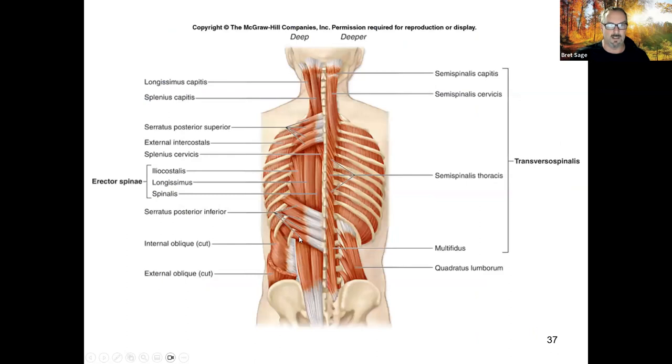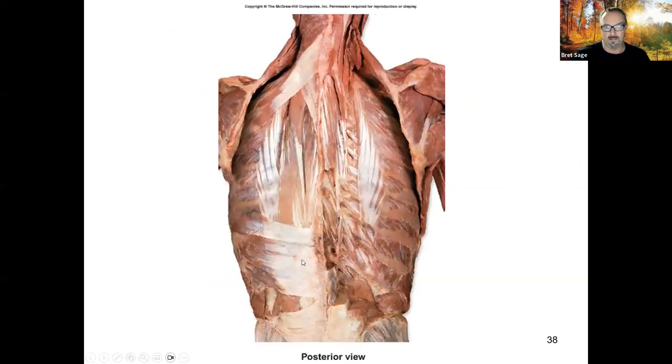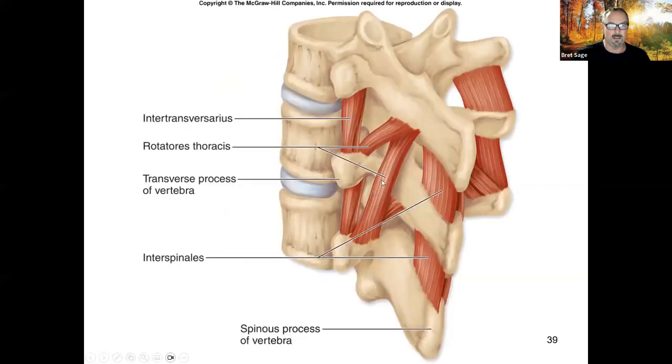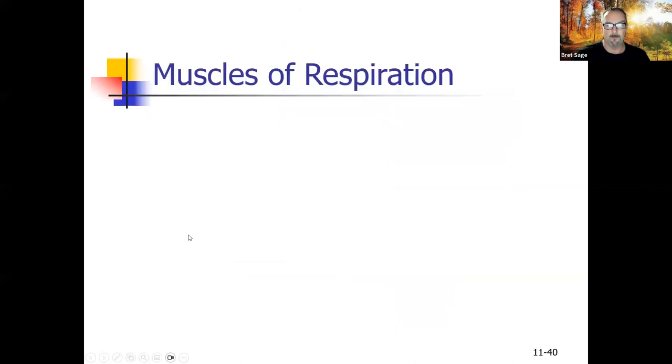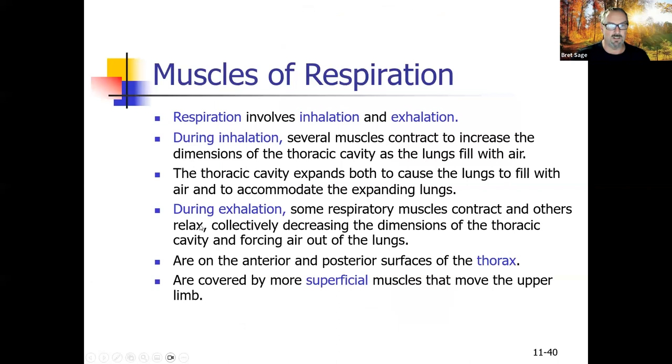Here are some of the muscles associated with the vertebral column. And these are those same muscles in a cadaver. These are the muscles that connect between vertebrae, intervertebral muscles. Muscles of respiration involve inhalation, breathing in, and exhalation, breathing out. During inhalation, several muscles contract to increase the dimension of the thoracic cavity. So inhalation is the active process. Normally, exhalation is a passive process.